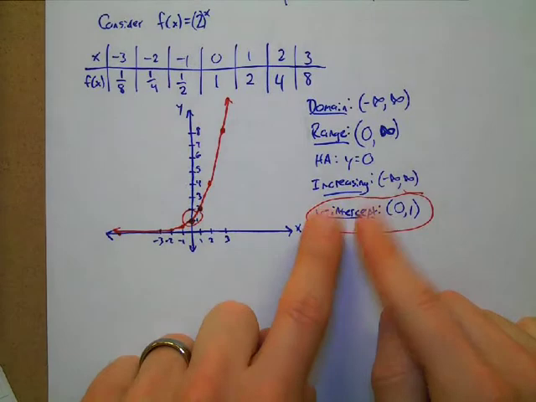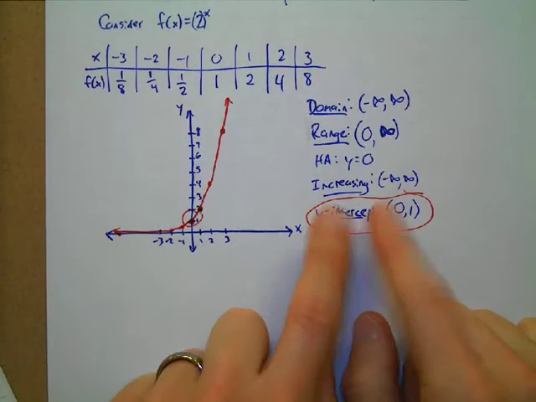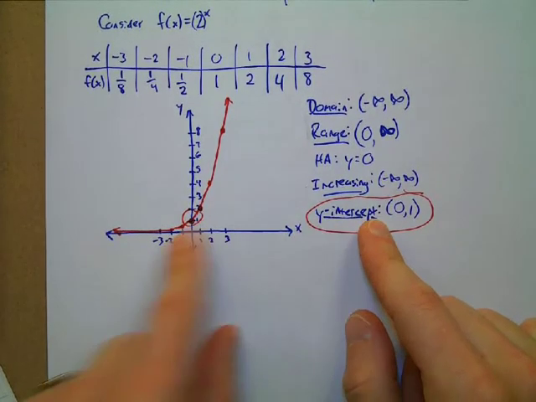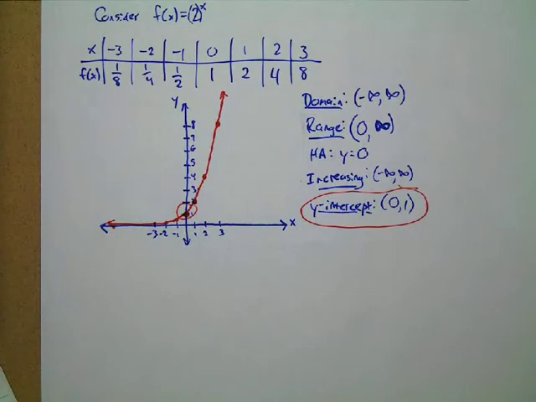This is our starting point for our graph, and then we'll pick some x values to the left and x values to the right, and graph the rest from there. Okay? So yeah, go ahead. Okay.